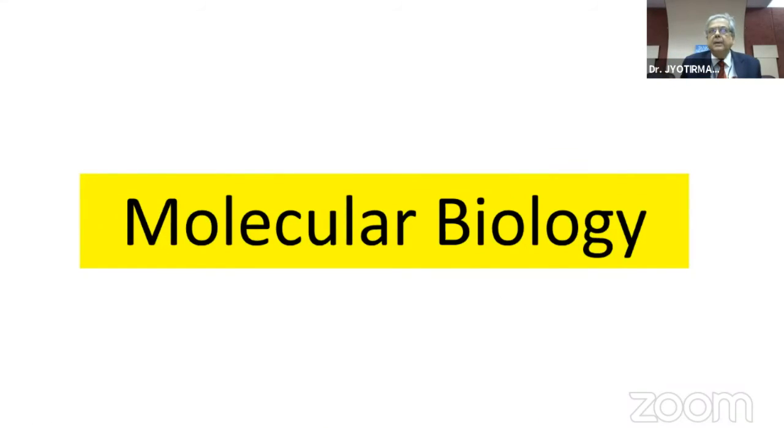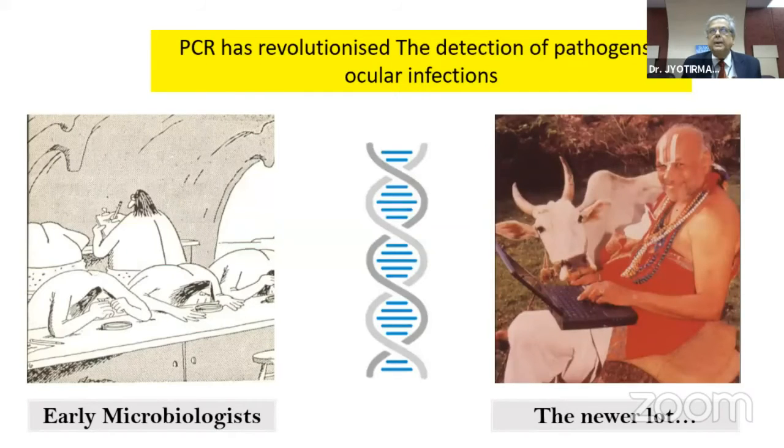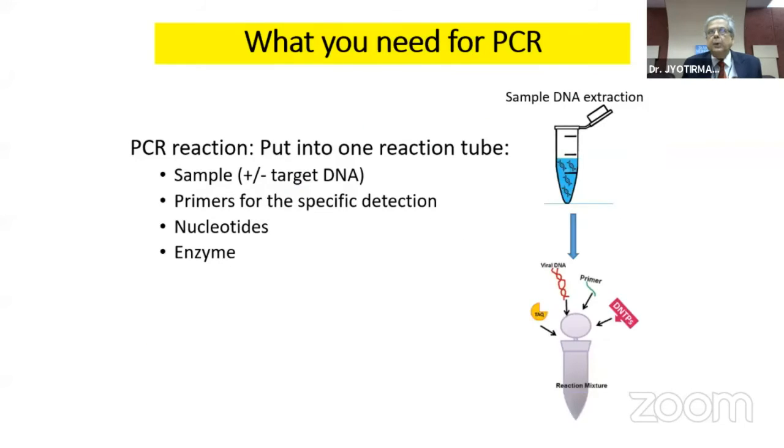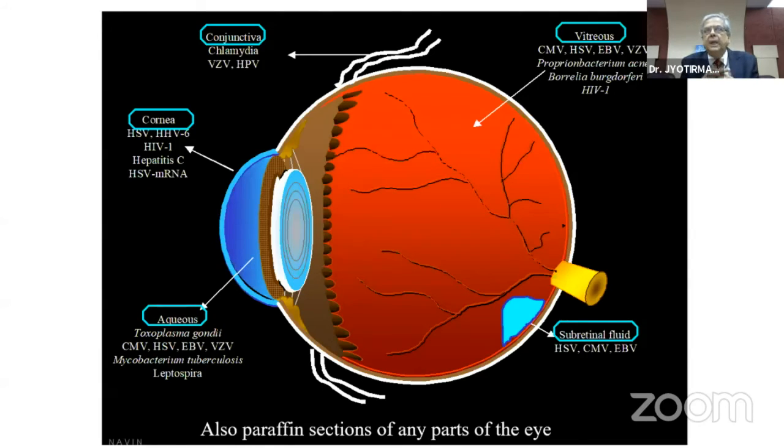Molecular biology has come in and revolutionized our looking into the infectious etiology in various specimens. One gets 10⁶, 1 million copies of the DNA, as can be seen over here. What you require is very small, tiny samples, and primers for the specific detections, nucleotides, and enzymes. The specimens can be taken from any part of the eye. Even if you have forgotten to take the specimens for PCR, you can take them from the paraffin section of the eyeball, scrape it, and the DNA can be amplified by PCR.